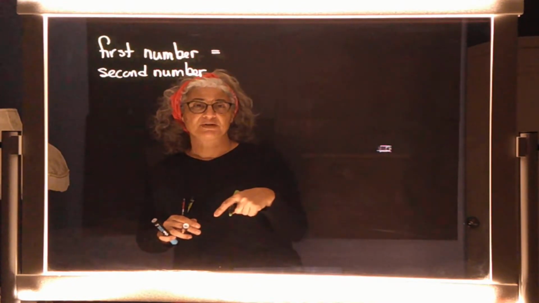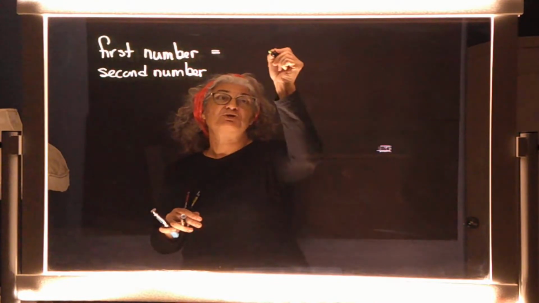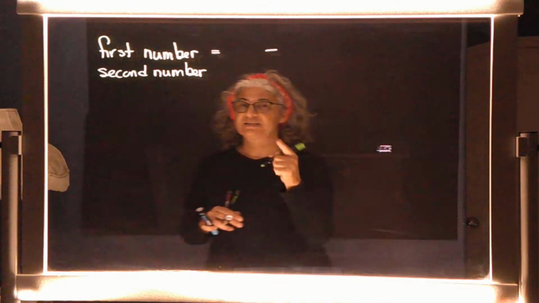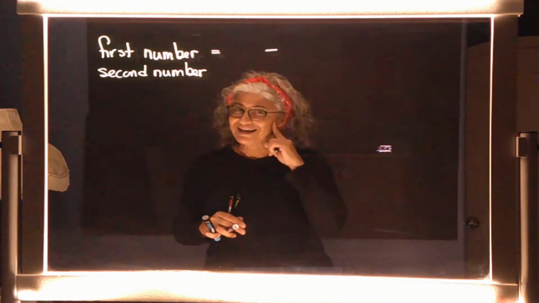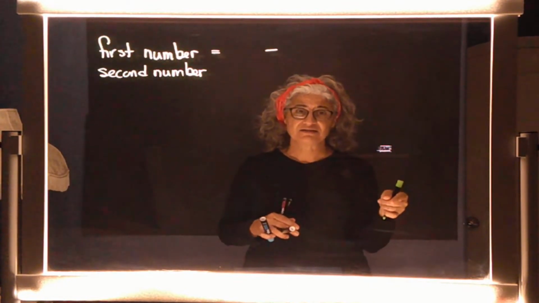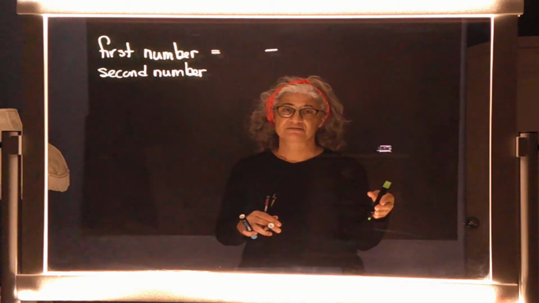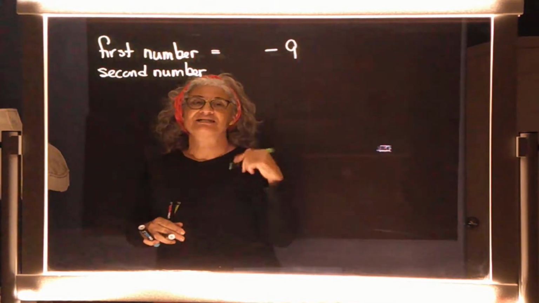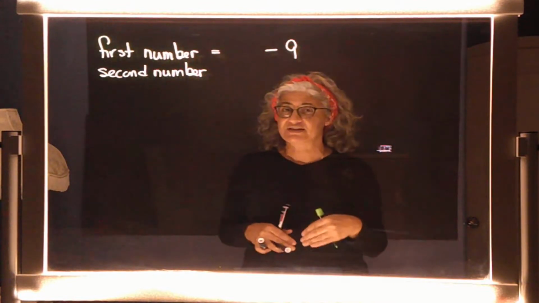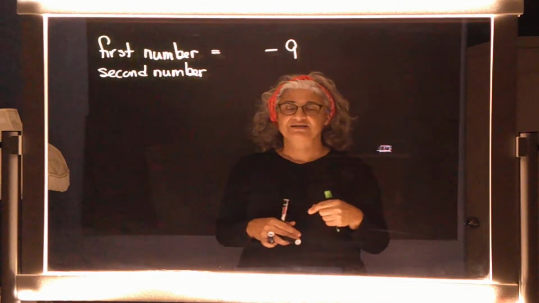What's the less than mean? Yeah, you're going to subtract. Now the question is, does the 9 come before or after the minus sign? Because remember, it's 9 less than something else. Good, so it goes after. So 9 less than something else. And the something else in this case is the second number.